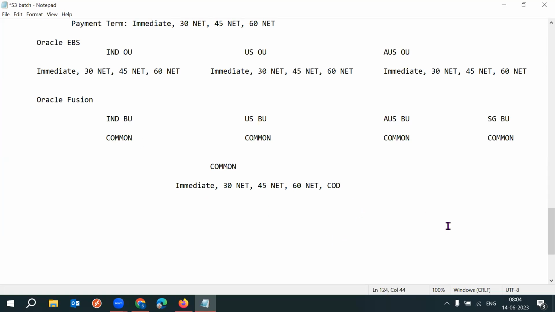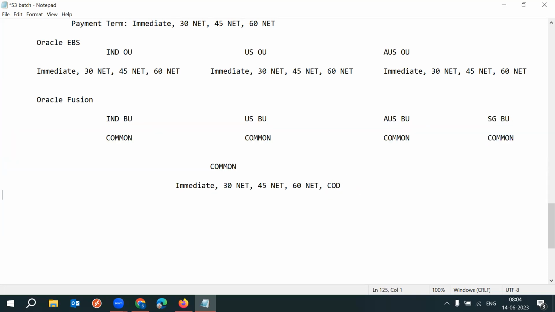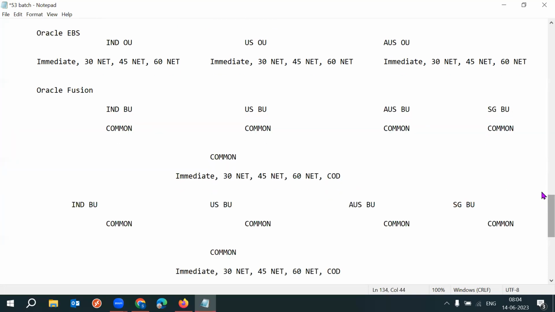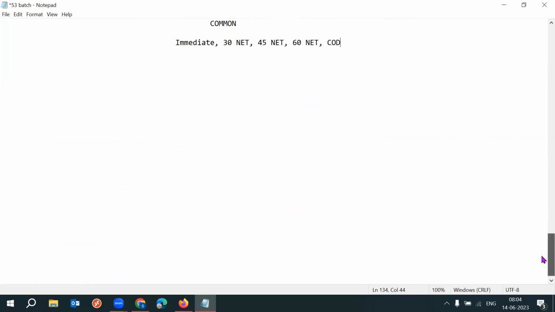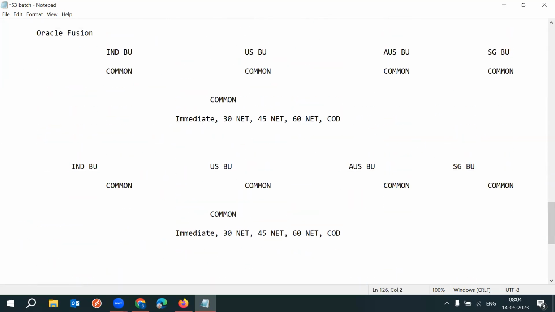Now, the other scenario is, next I'll come to another scenario. Suppose for Singapore, okay, let's keep it this way. The other scenario is, this is another scenario. I'm talking about another scenario.